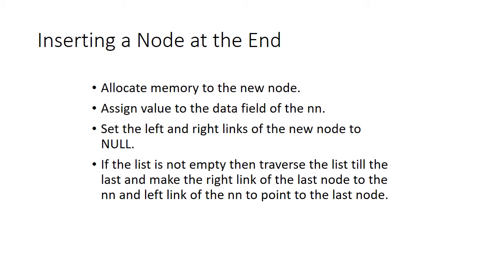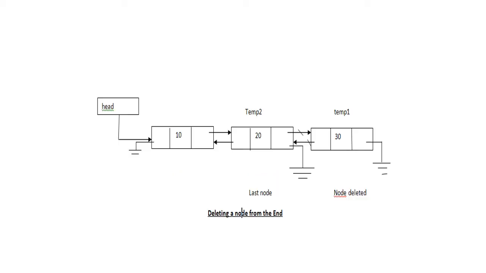That is, the right pointer of the last node will go to the new node. The new node's left pointer will go to the last node, and the right pointer of the new node is already null. It is something like this. Okay, I have something like this. Inserting in the sense, if I want to insert this one, I have already two nodes. I will go to this node and make the right field of this node point to the new node, and the left field of this new node point to the last node, and already this is initialized to null.